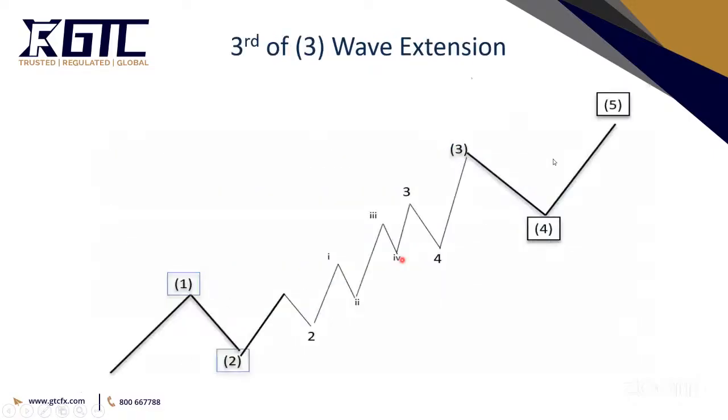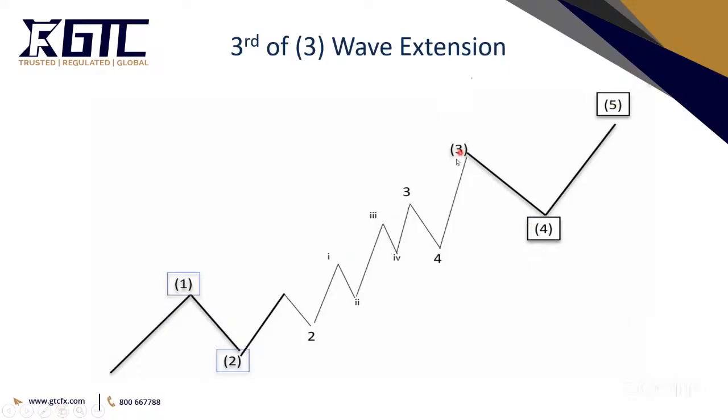That's an extension. That is an example of an extended wave. Extended wave is also a motive wave. It's also an impulse wave. But one of the waves, either wave 1 or 3 or 5, is elongated. Here I'm trying to show wave 3 elongation, and within the third wave I've also shown that the third of the third wave is extended. So you can see the bracket 1, bracket 2, bracket 3, 4, and 5.